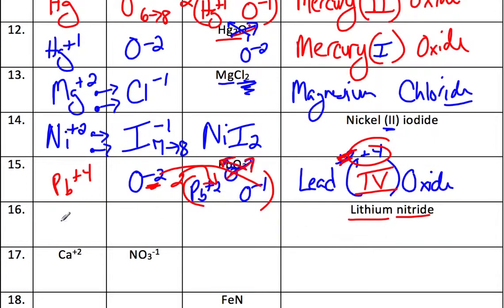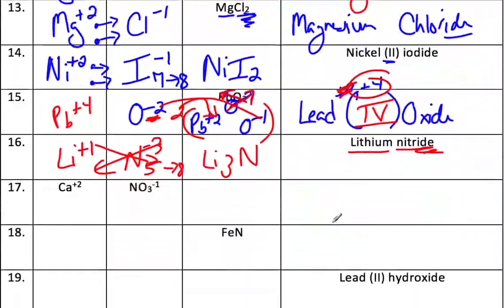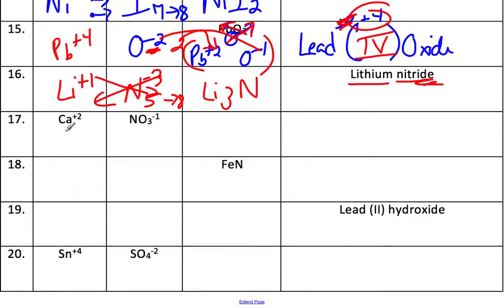All right, lithium nitride. Lithium's right on the periodic table, group 1. Nitrogen, it tells you it's normal nitrogen off the periodic table. It's in group 5. It's got to get up to 8 electrons, so it gains 3 more. Crisscross your charges. So it's Li3N, lithium nitride.